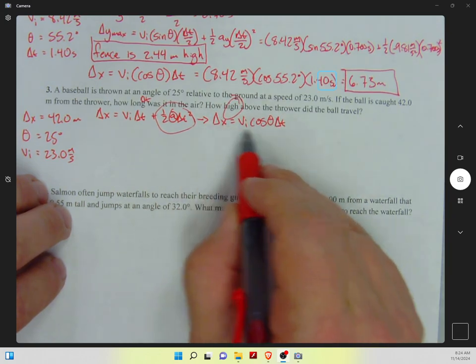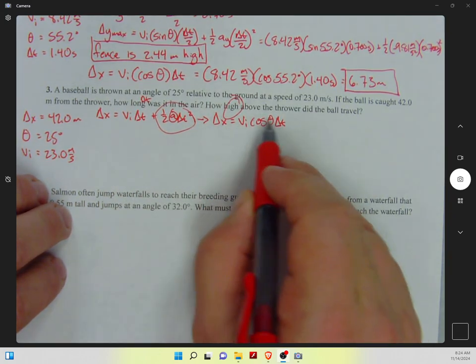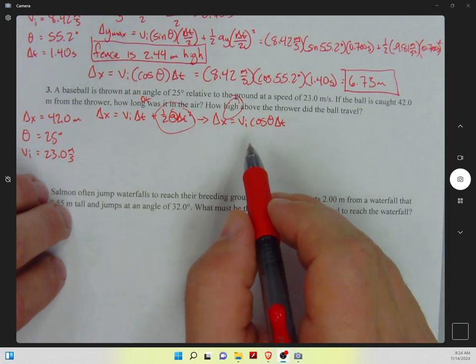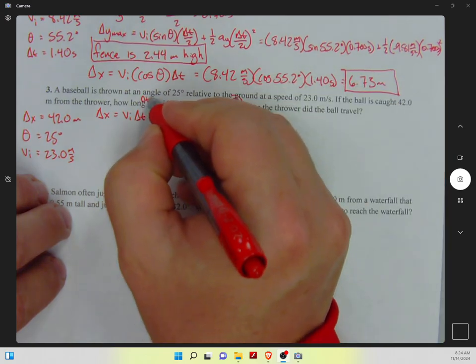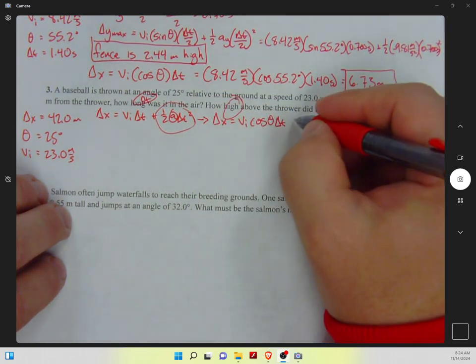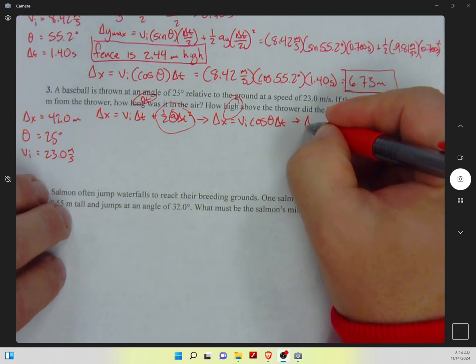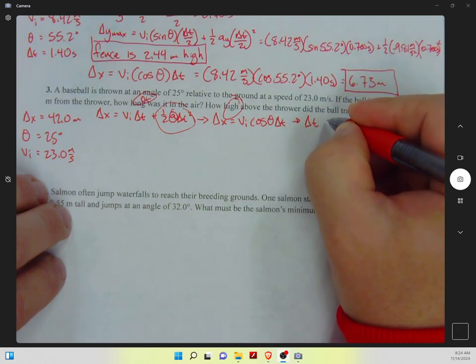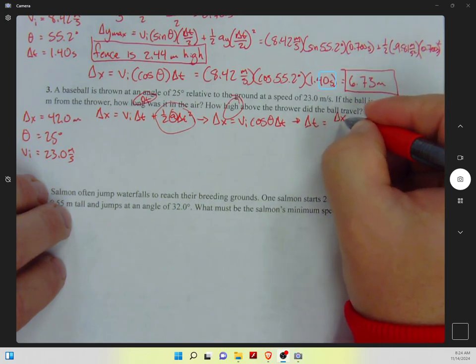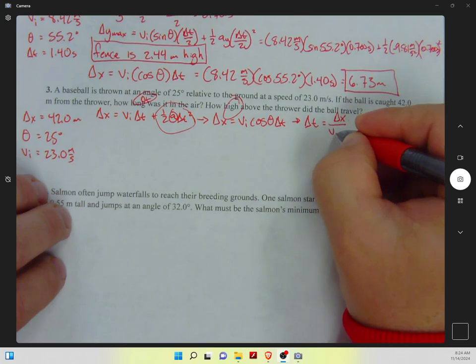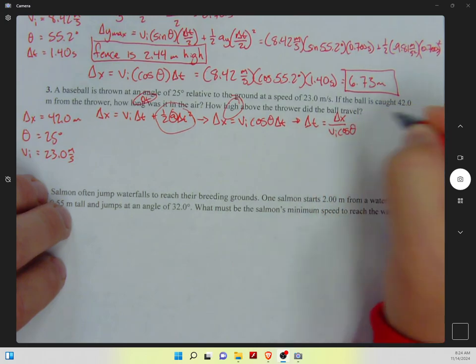And so I have this original kinematic equation applied to my scenario based on the question. But here I'm supposed to be solving for delta t. So I'll rearrange this to solve for delta t, using simple algebra, and I'll have delta x over vi cosine theta.